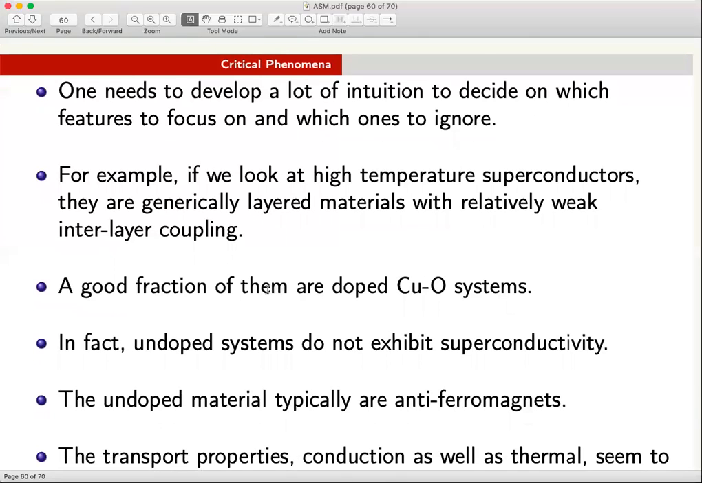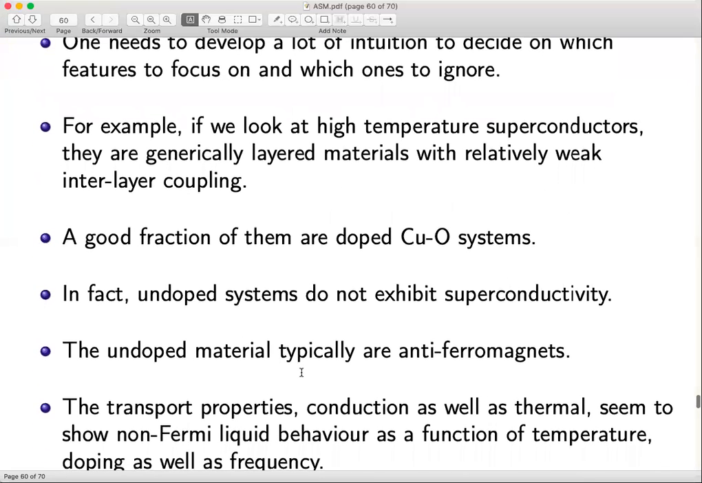Now, these systems are complicated in the following sense, that they are not pure copper oxide systems, but they are doped. Okay, and in fact, the undoped systems do not exhibit superconductivity at all. Undoped materials are in fact antiferromagnets. Given the fact that superconductivity is diamagnetic, you would have expected that magnetic materials wouldn't exhibit superconductivity. So in that sense also, it was surprising that an antiferromagnet after doping actually became a superconductor. Okay, so there were a lot of new things to learn when high TC superconductivity was discovered.